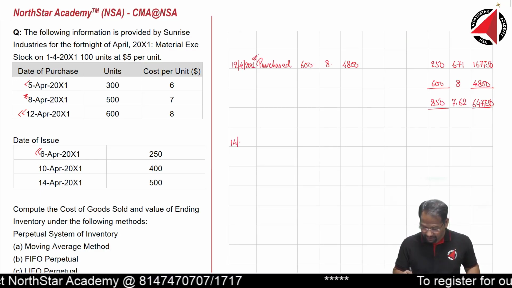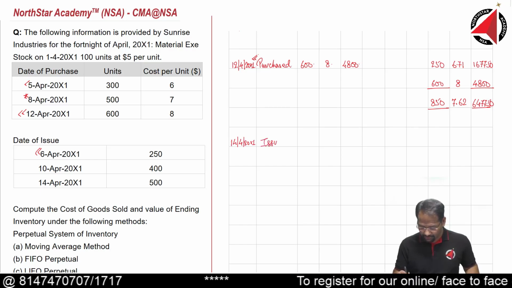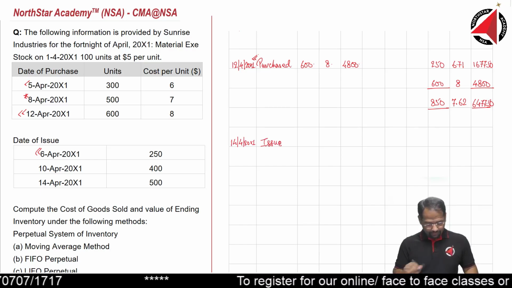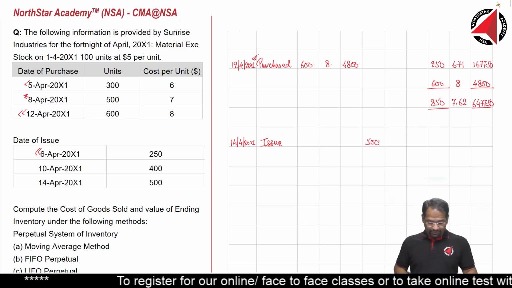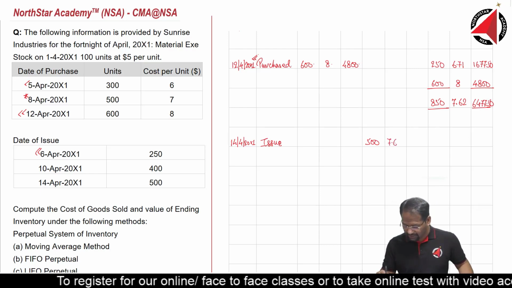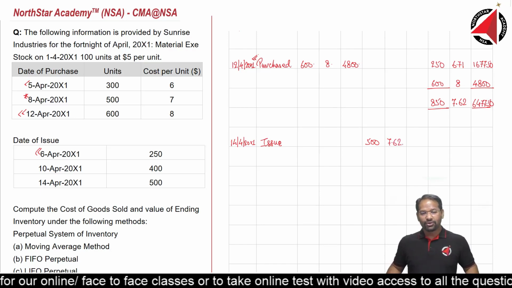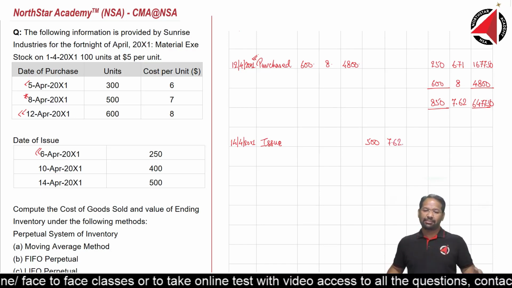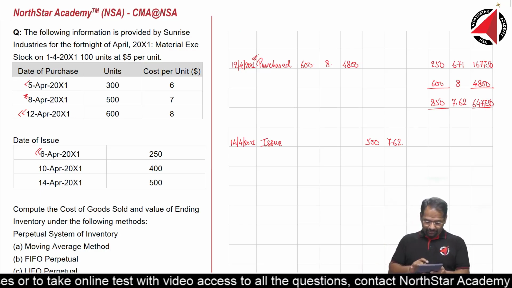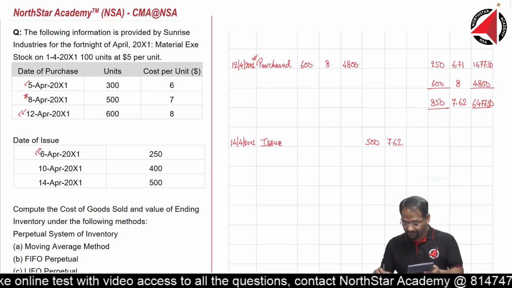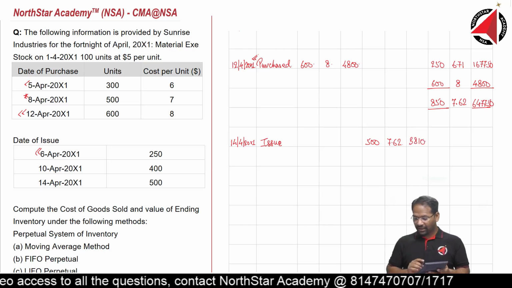14th of April we have issued. How many units we have issued? 500 units we have issued. So 500 units multiplied by 7.62. I hope you are able to follow this. I am going slow so that you follow each step that we are calculating. 500 multiplied by 7.62. 7.62 multiplied by 5, we get 3,810.